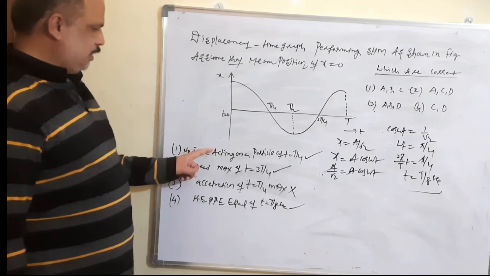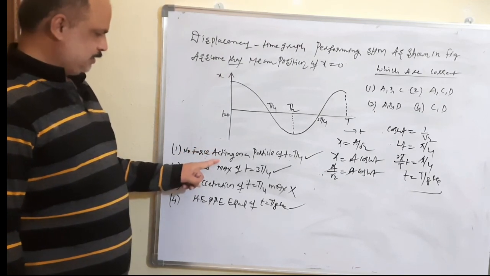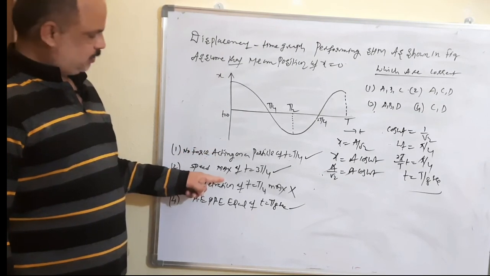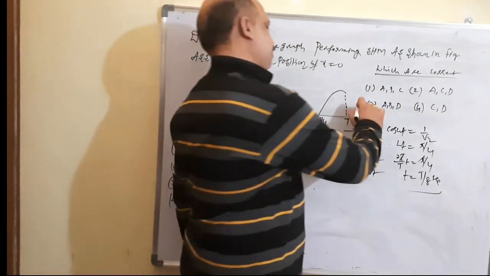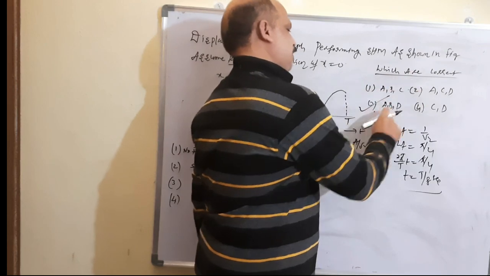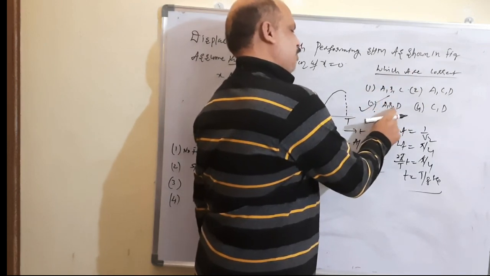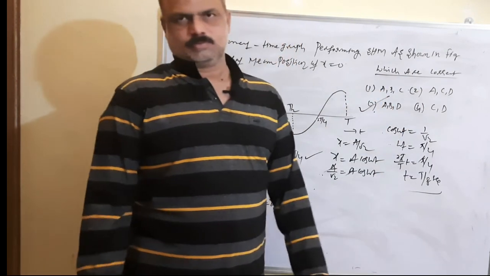So A is correct, B is correct, C is not correct, D is also correct. So our option is the third option. Which are correct? Option A, option B, option D are correct.